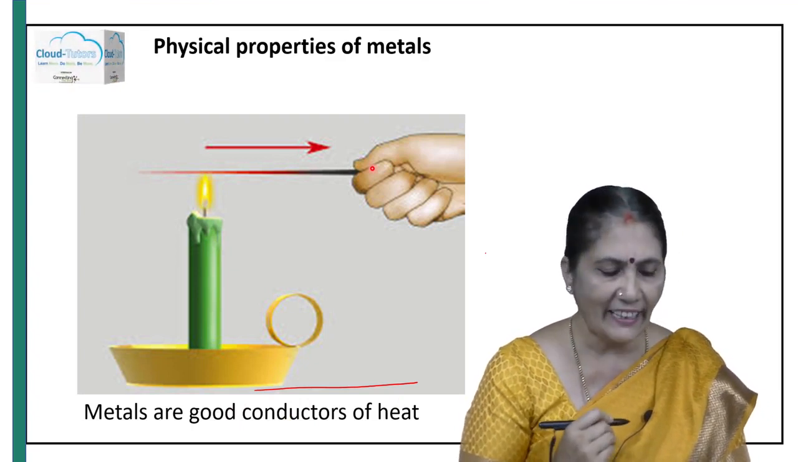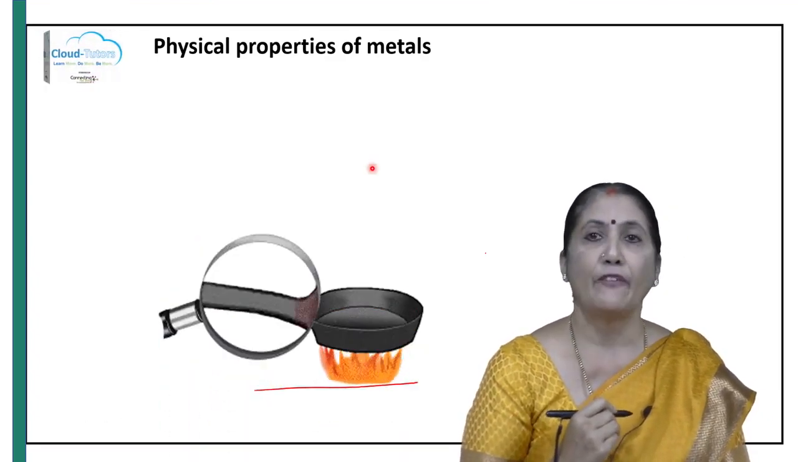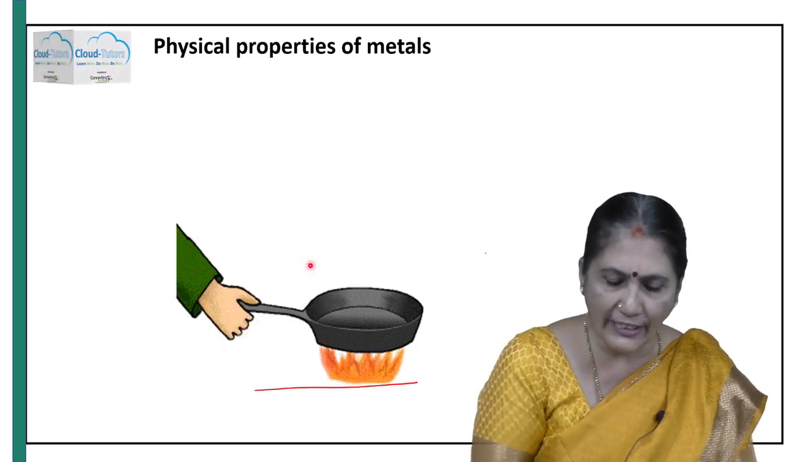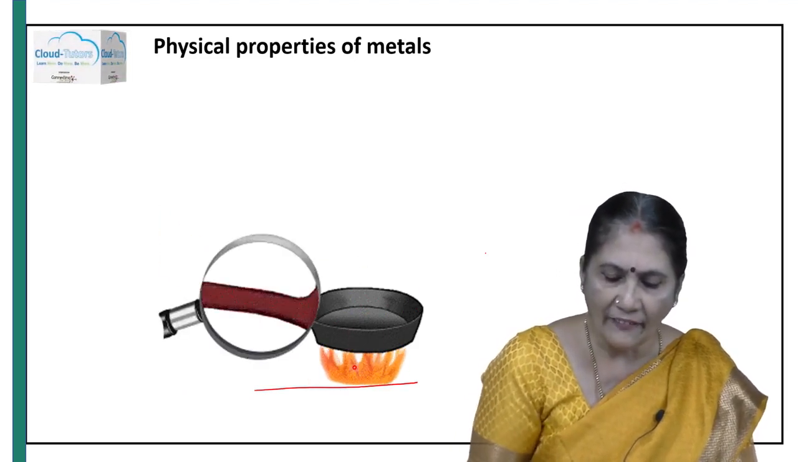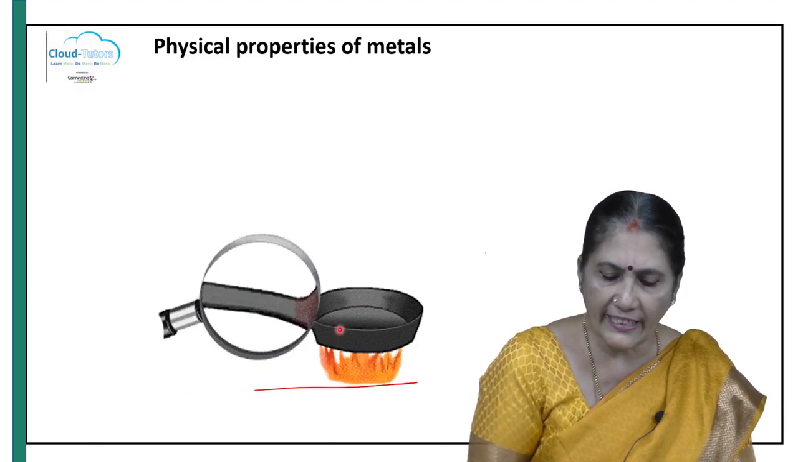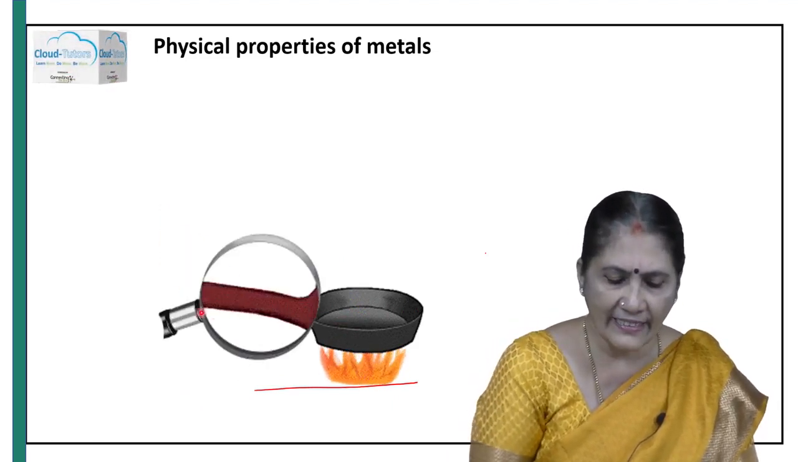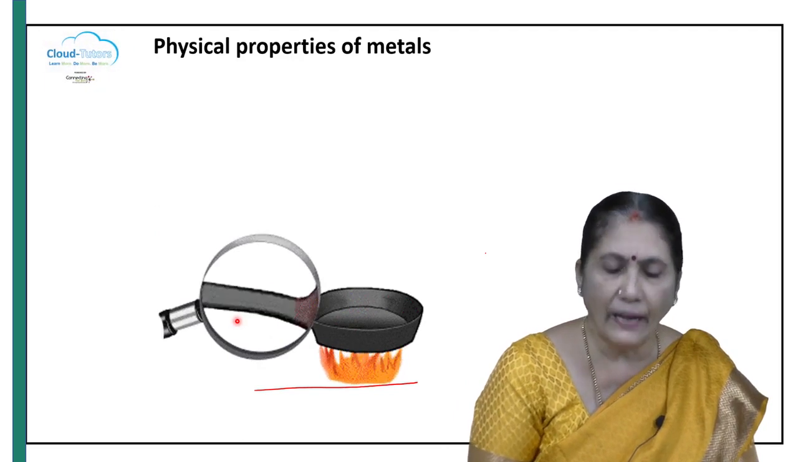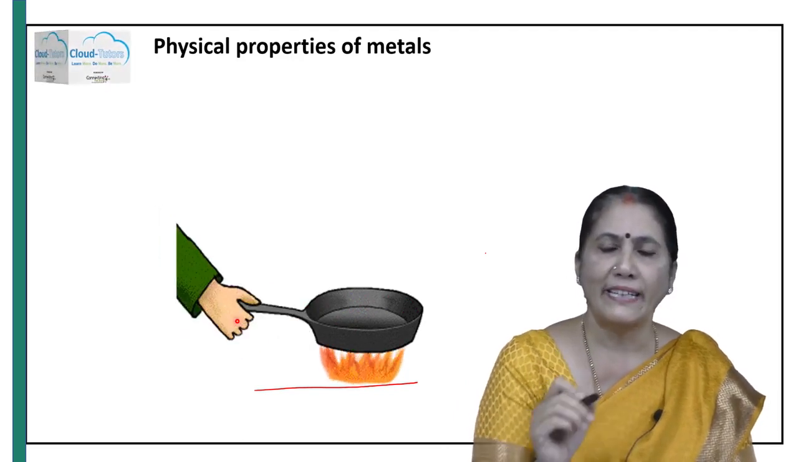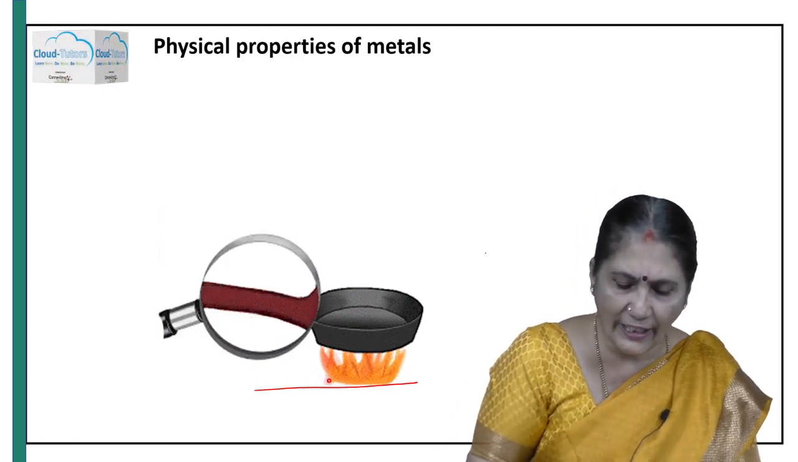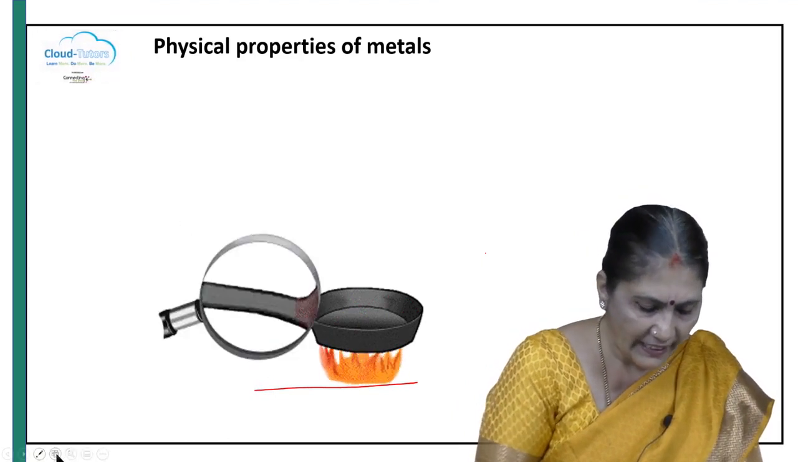Now let us see what happens if a person happens to touch this particular pan where thermal energy is coming in contact. You can see his hand is getting burnt. So metals are generally good conductors of heat.